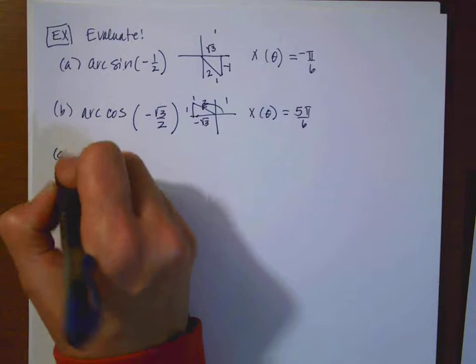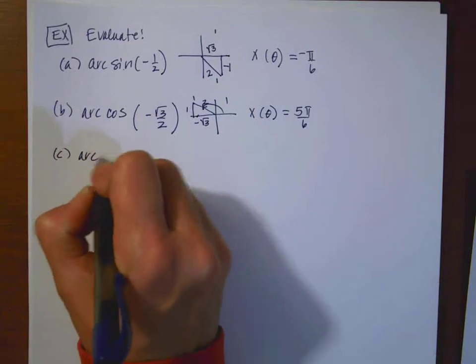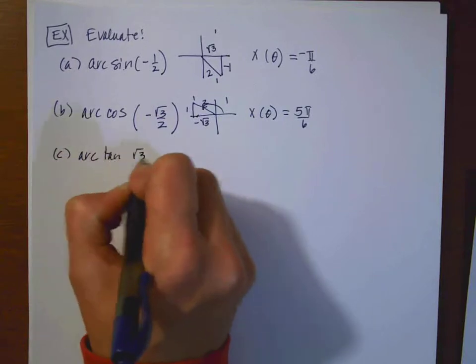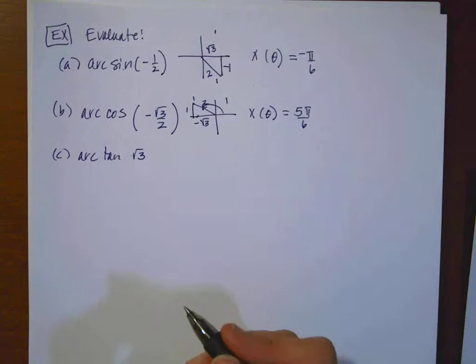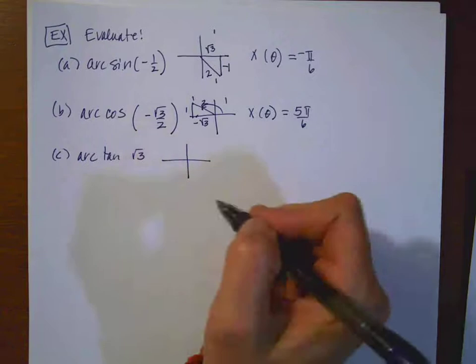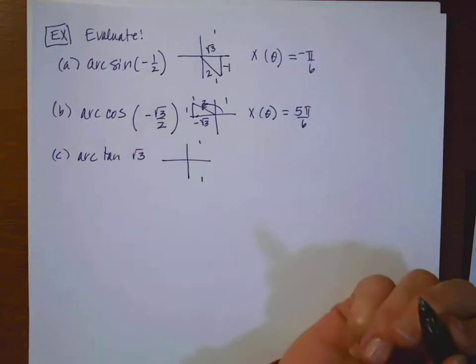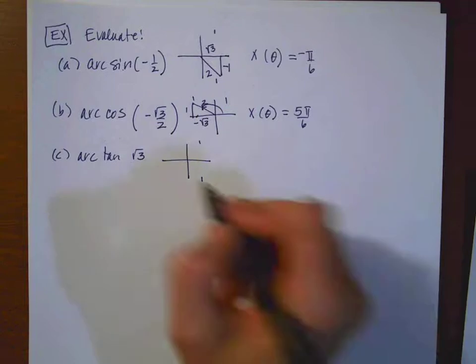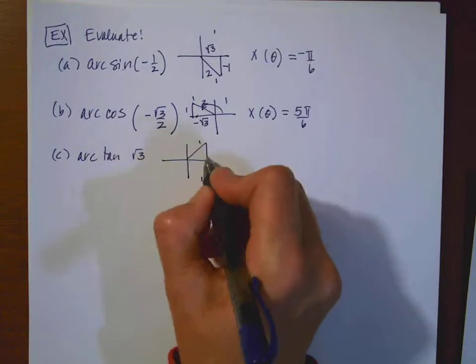Alrighty? And then, of course, we don't want to forget tangent, so let's do one with our arctangent. So the arctangent of radical 3. And again, the process is exactly the same as the other two. I'm going to go back to my unit circle. Arctangent is limited to the first and the fourth. Those are little tick marks, by the way, in case you wonder what I'm doing.